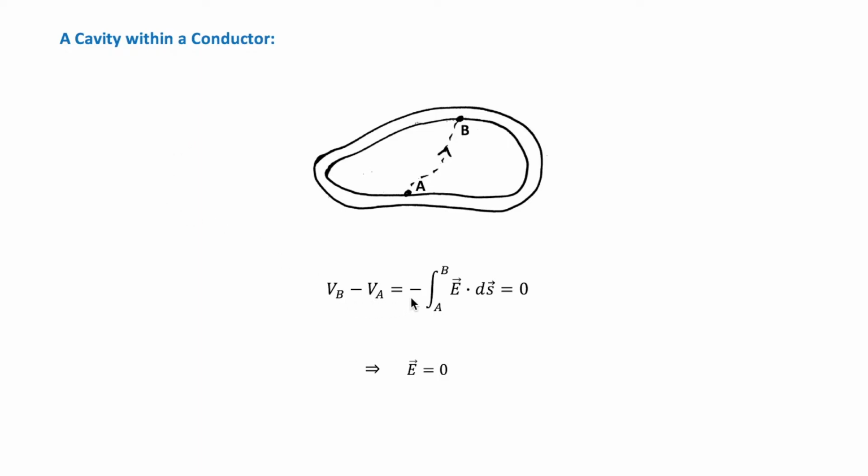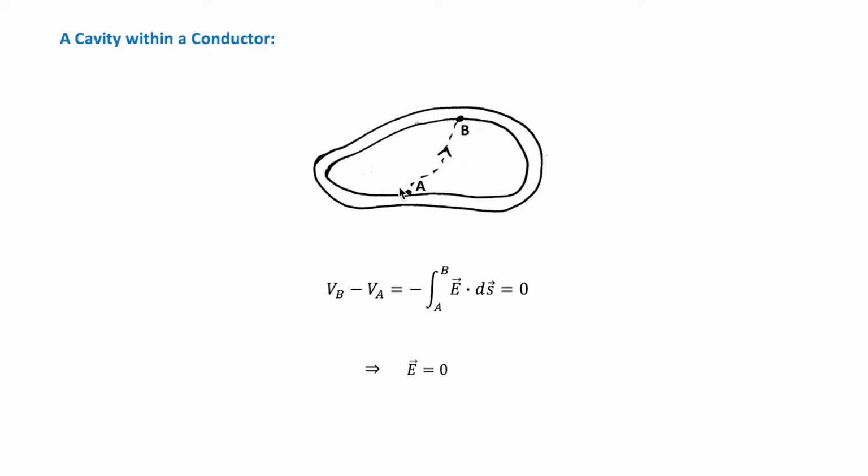So V_B minus V_A is equal to the integral from A to B of E dot ds, and A and B are two points on the cavity's surface. Therefore, they are at the same potential because the conductor is in electrostatic equilibrium. So V_B minus V_A is equal to 0. And so this means that this integral is equal to 0 for all paths connecting the two points. The only way this is possible is if E is equal to 0 everywhere inside the cavity.